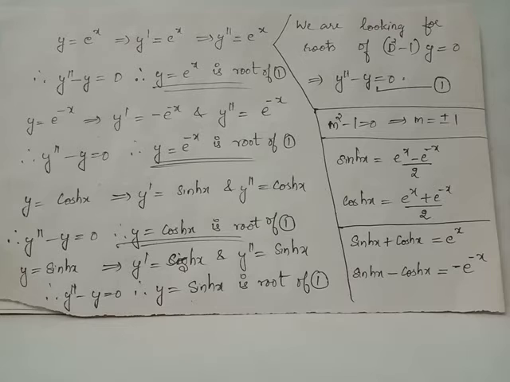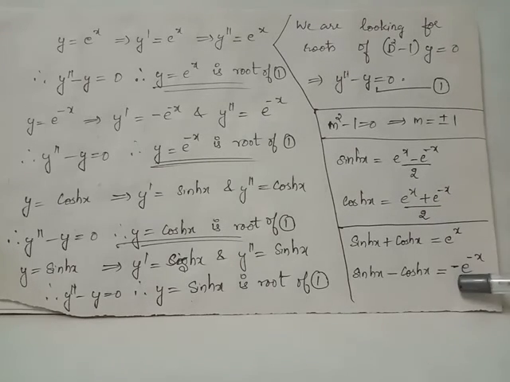If you consider y equals cosh x, you have y double dash equals cosh x, and we have y double dash minus y equals 0 satisfied here as well. Thus, y equals cosh x is also a solution of this differential equation. When you consider y equals sinh x, you have y double dash equals sinh x, and here again y double dash minus y is evaluated as 0. Thus, y equals sinh x is also a solution of this differential equation.